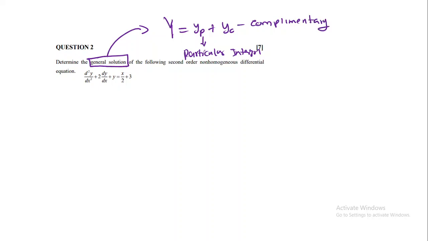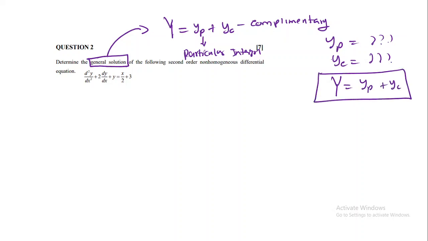So what are you really expected to do in this question? You're expected to determine the general solution. So you're expected to calculate yp, and then calculate yc, and then sum them up, yp plus yc, which will give you your general solution. So without wasting time, let's dive into the question. Let's try to solve the question.